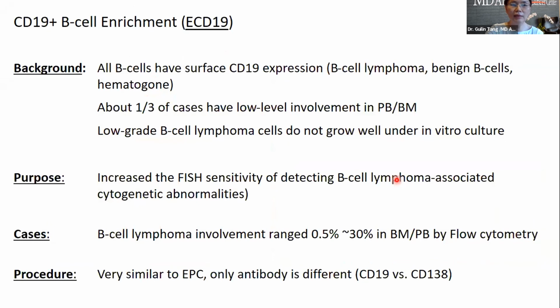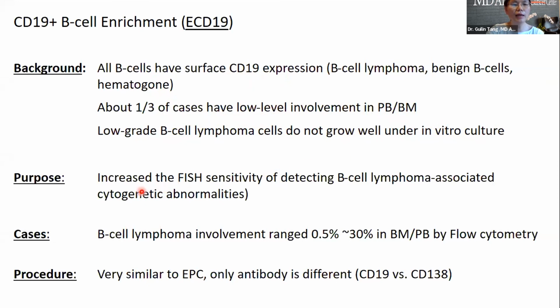Then I'll touch base a little bit about CD19. The background is that all B cells have surface CD19 expression, so we can use a CD19 antibody to pull out the CD19 cells, like in B-cell lymphomas. For the same reason, sometimes we get cases with very low B-cell lymphoma involving the bone marrow or the peripheral blood, and we need to do the enrichment. Low-grade B-cell lymphoma also usually doesn't grow well in in vitro culture.